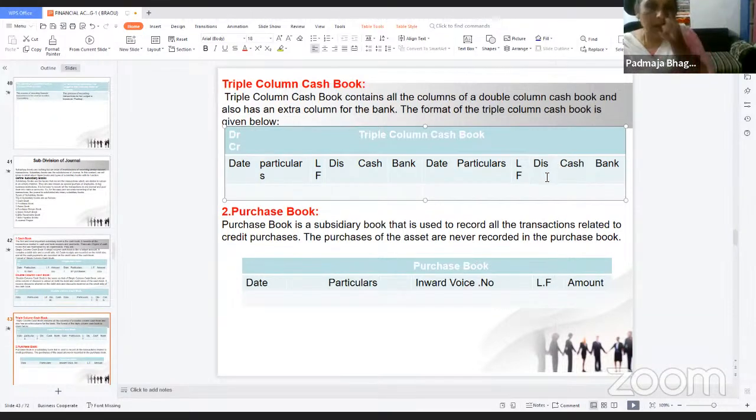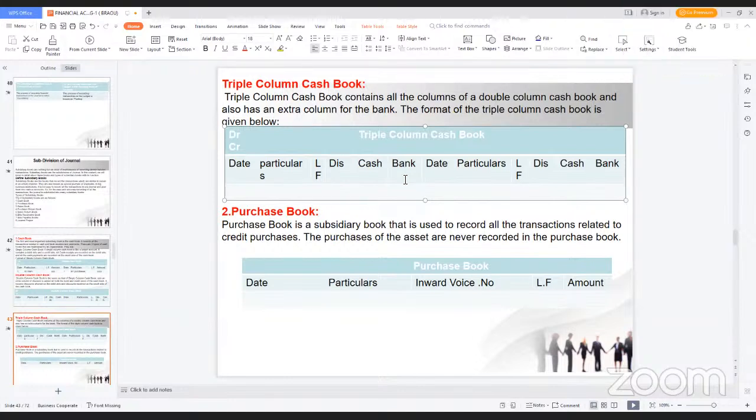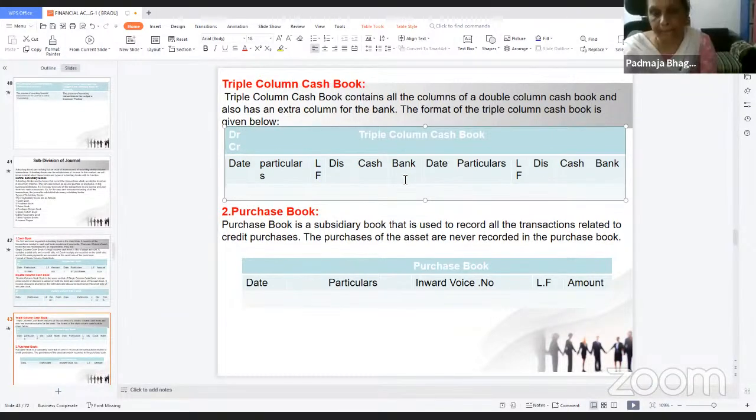Clear. So all the things will be the same, but the only extra is the bank. Why are we taking this bank? Whatever payments you are making through the bank, that is through the cheque, that amount will be written in the bank column.